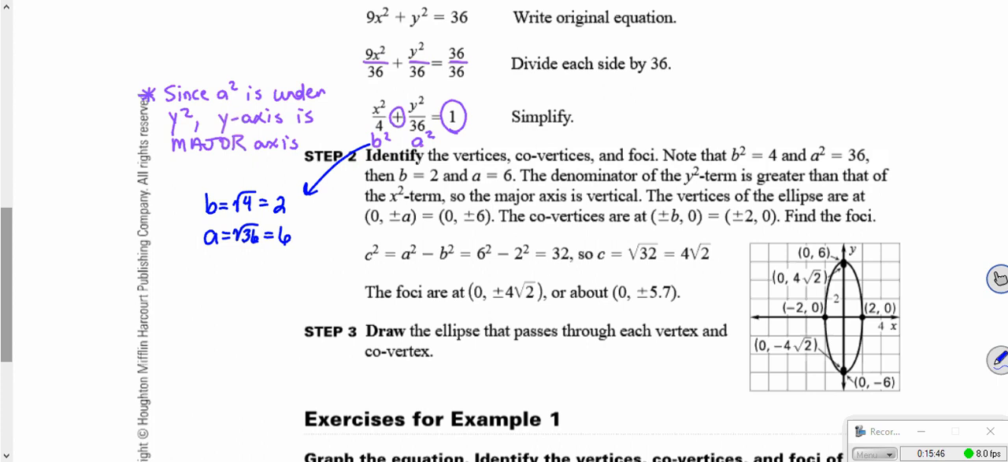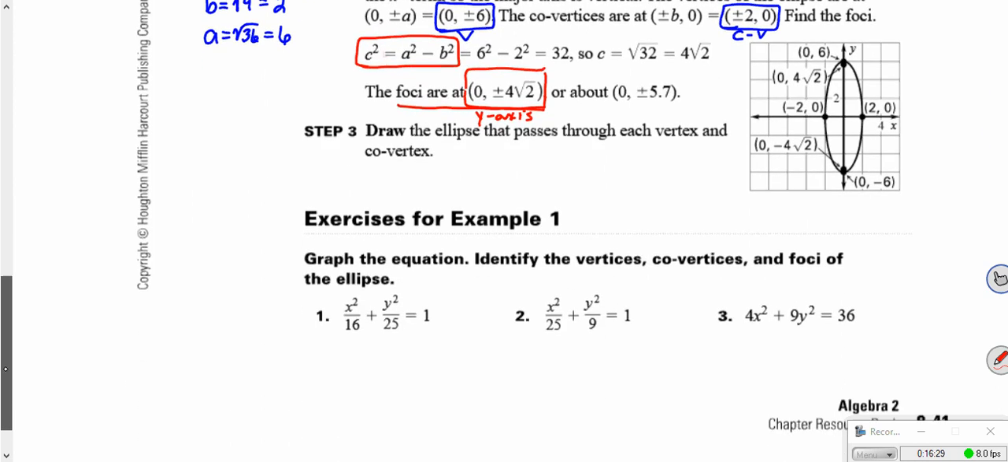Again, these are my vertices on my major axis, and these are my co-vertices. You'll see how they graphed it there. Now, notice here, they use this formula to find c. So then the foci are at this point, and that's on the y-axis because that's our major axis. Your foci are always on the major axis.